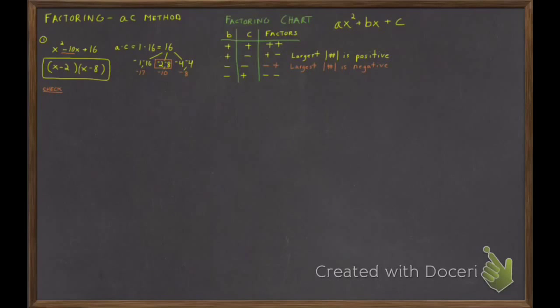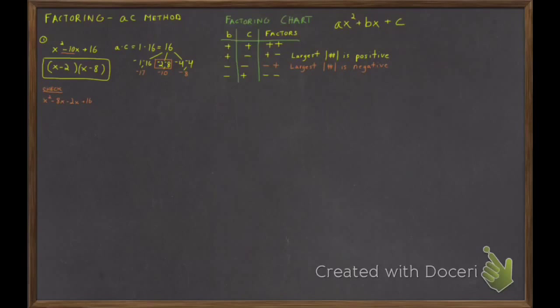Okay. So the check is x times x, which is our first terms. We get x squared. Now we want our outer terms, the x times a negative 8, which is a negative 8x. Now we want our inner terms, which is negative 2 and an x, which is minus 2x. And then we want our last terms, which is a plus 16.